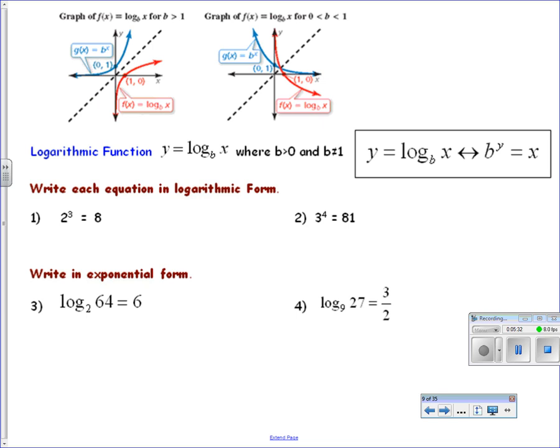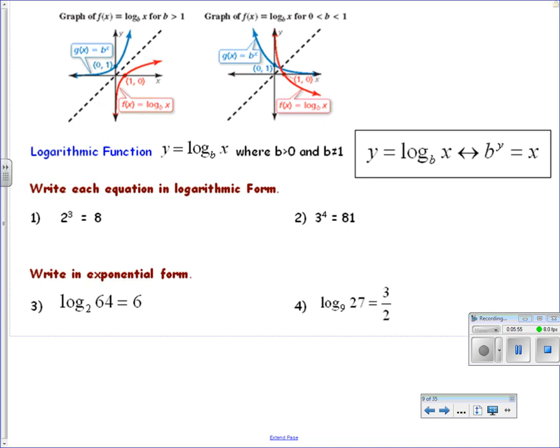So what we're going to practice is this first big thing here: y equals log base b of x, and the second version, b to the y equals x. That means if I give you something exponential, can you change it into logarithm form? And vice versa. If it's in logarithm form, can you change it back into exponential?